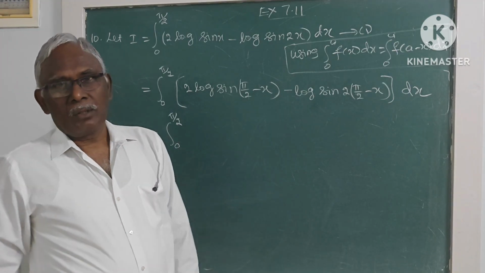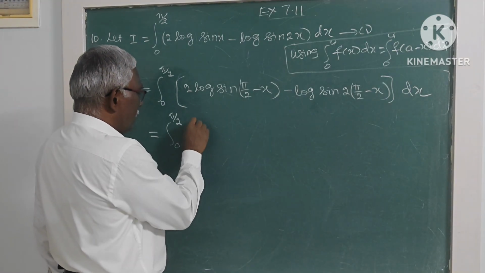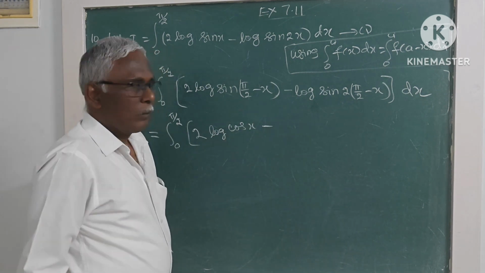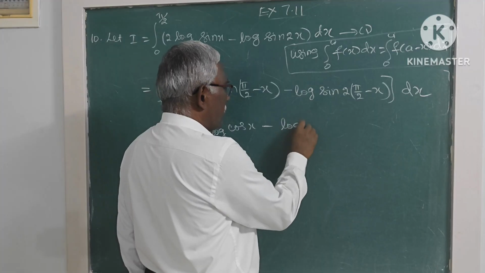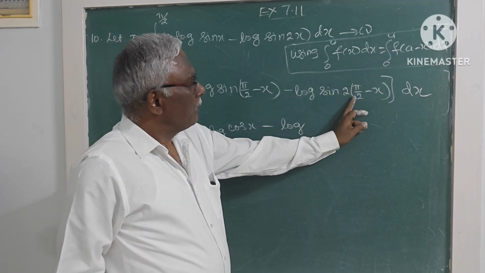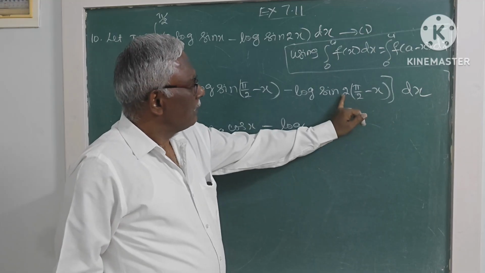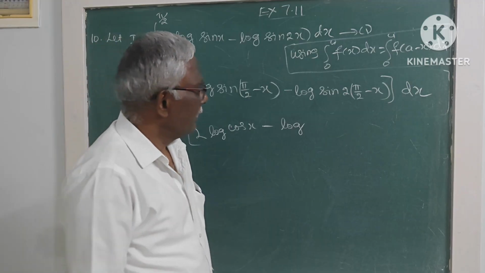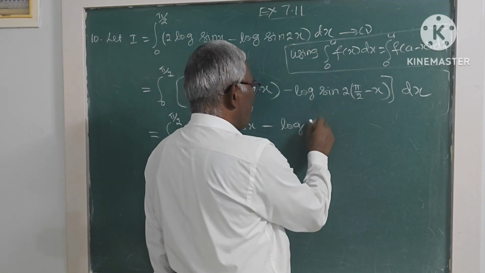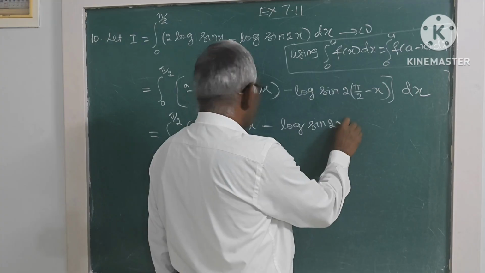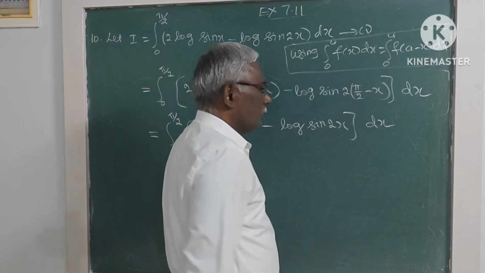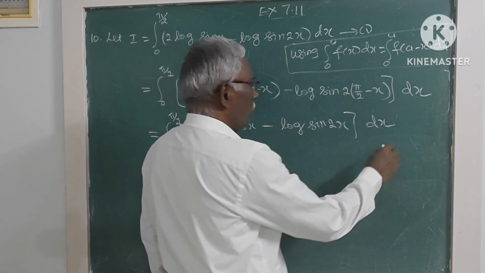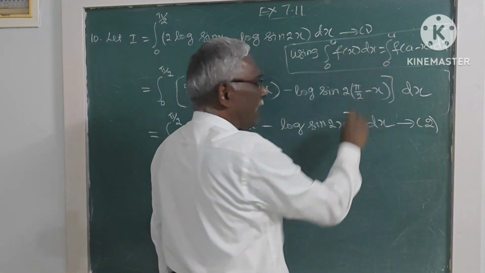Sin of (90 minus x) is cos x. So this will become 2 log of cos x minus log of sin of (180 minus 2x). 180 is pi, sin of (pi minus 2x). What is sin of (180 minus theta)? That is sin theta itself. So it will be sin 2x itself. Now we will take this as 2. Now add 1 and 2.